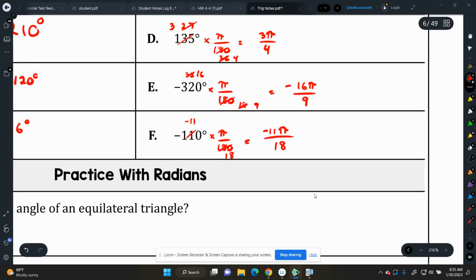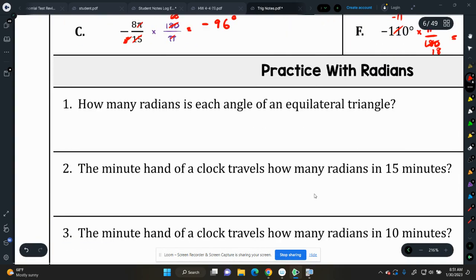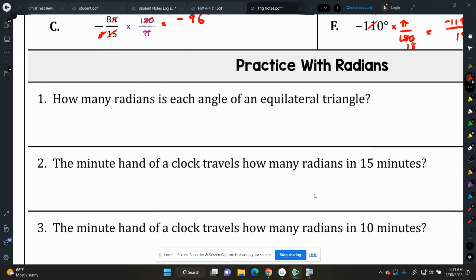So let's do some practicing with radians. How many radians are in each angle of an equilateral triangle? Well, how many degrees are in each angle of an equilateral triangle? 60. Okay, so how many radians?